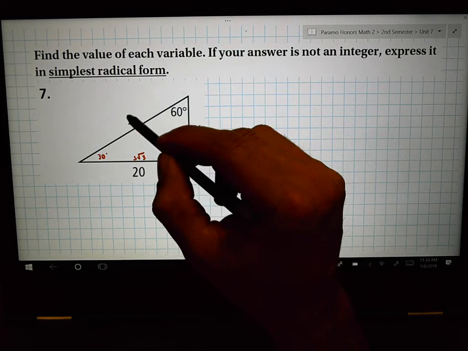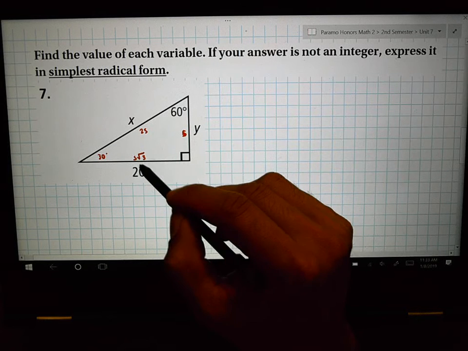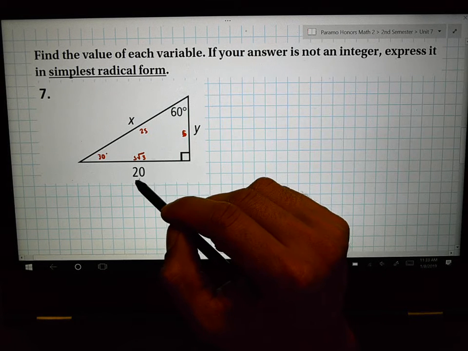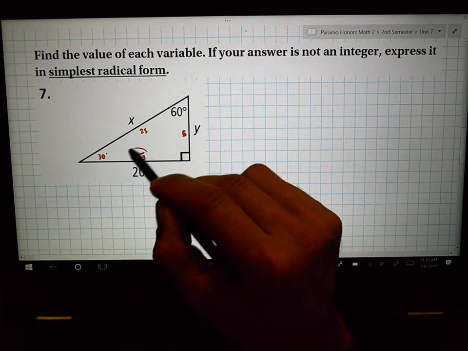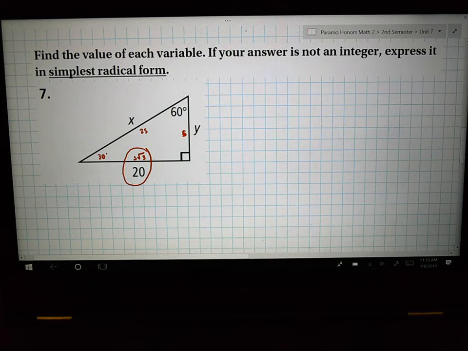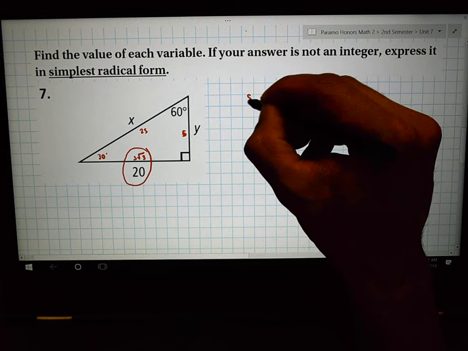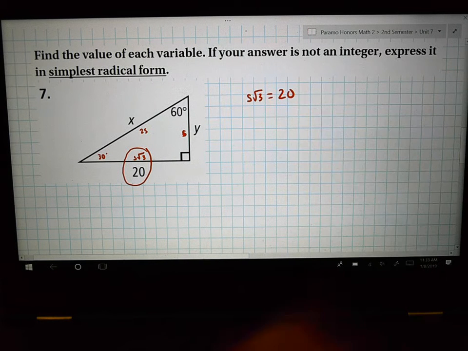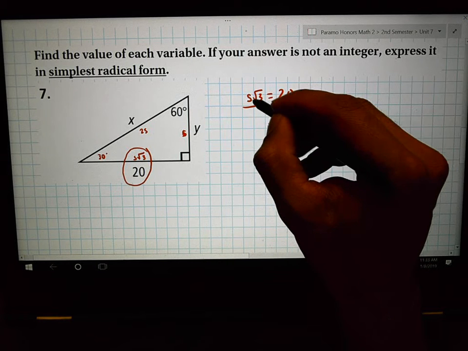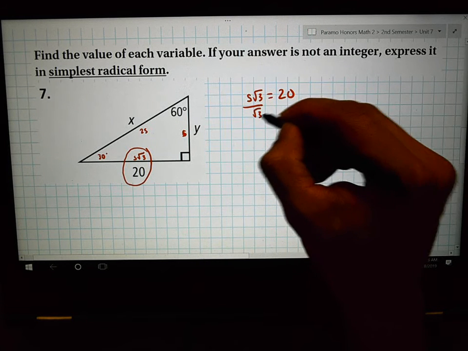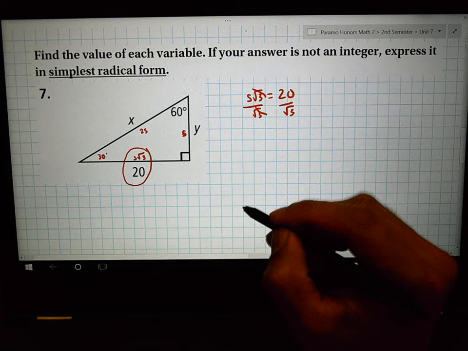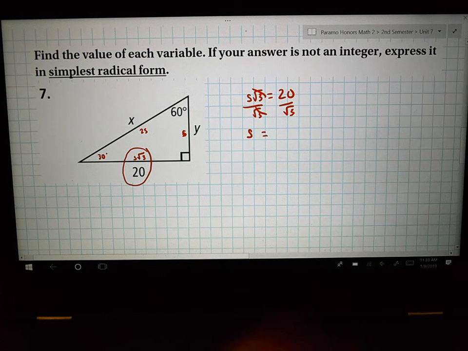You are not given x, you are not given y, you were given the s root 3 side, which is the same thing as 20. I must circle that. That's how you figure out what s is. You have to make an equation based off of s root 3 is the same thing as 20. And this is where that ugly answer comes into play. Since s is multiplying root 3, you're going to divide by root 3. You may have to rationalize it.